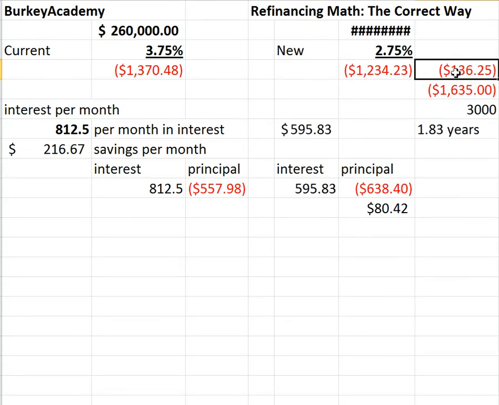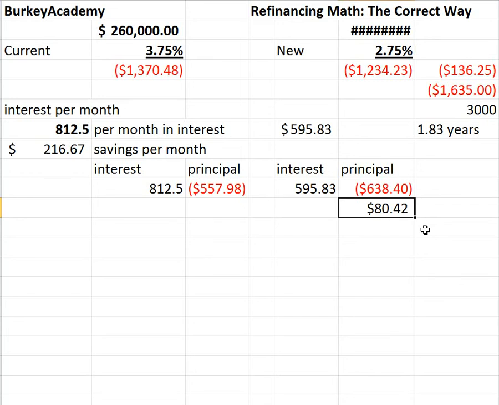This part, the $136.25 that your payment goes down, that's great. But there's a second benefit that's $80, it's about the same magnitude. I mean, they're both around $100. This is a little less, that's a little more than $100. But the second benefit, and this is the one that nobody talks about, is now every month you're paying off your debt faster. Your principal goes down faster.